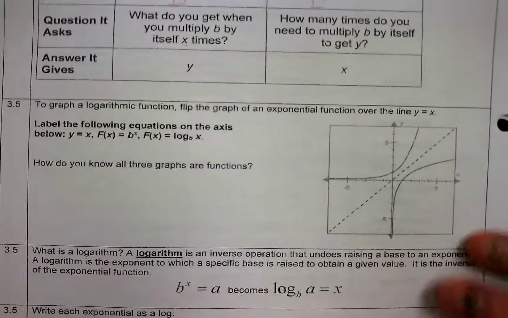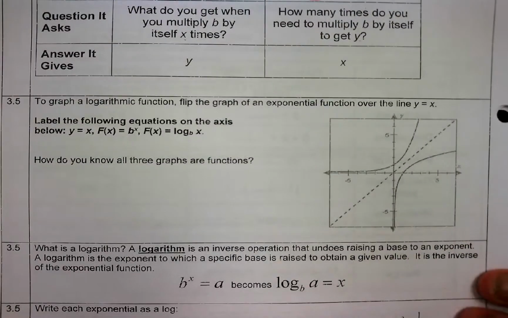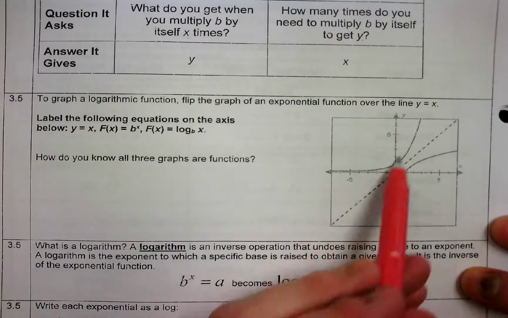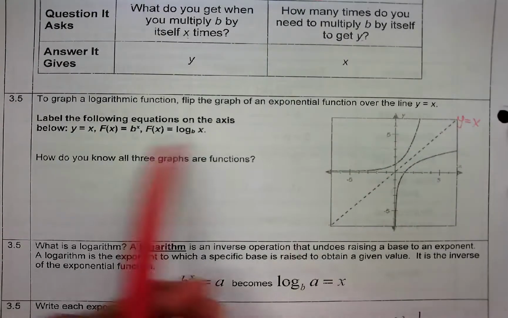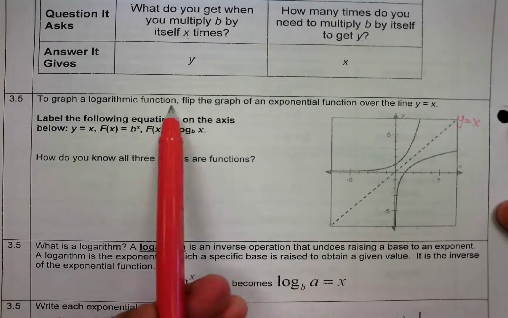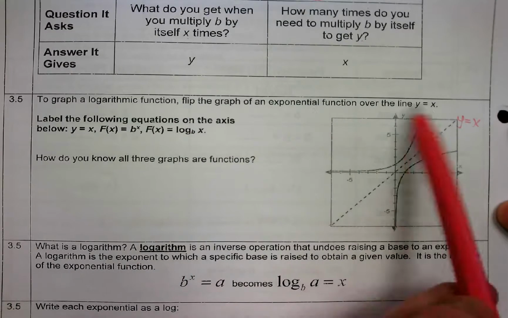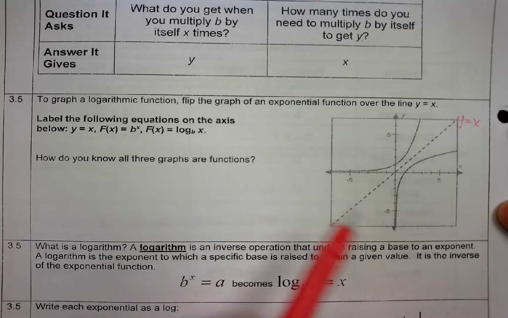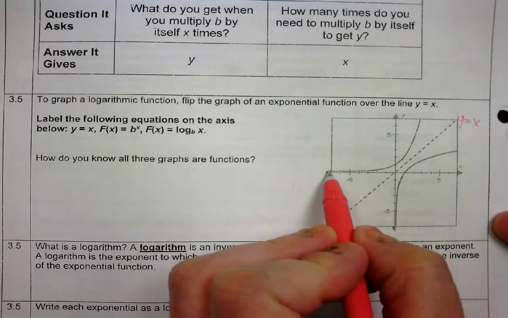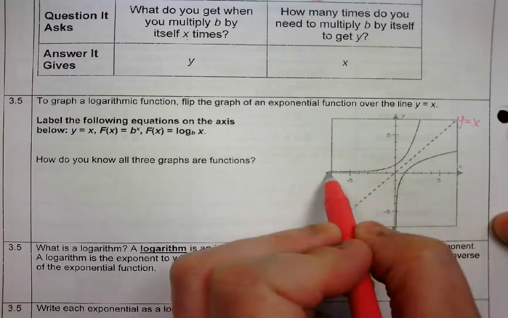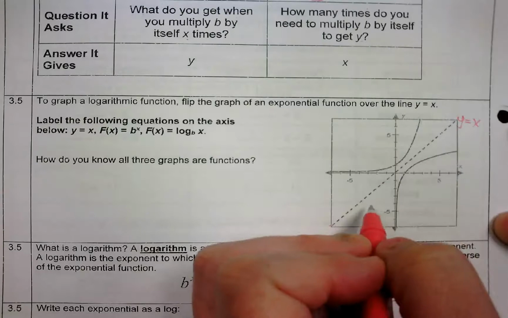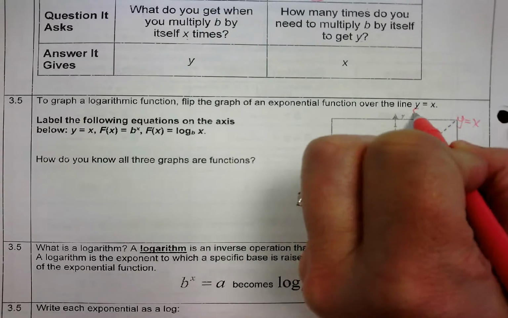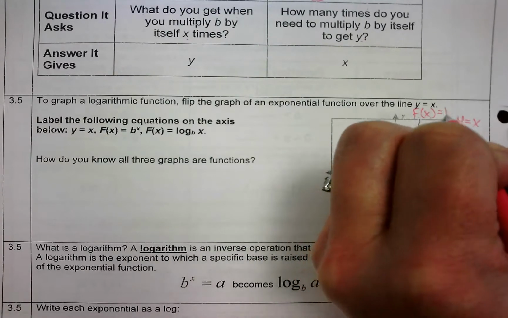So let's take a look at right here. It gives you the line y equals x. And it's telling us, to graph a logarithmic function, flip the graph of an exponential function over the line y equals x. Okay? So here is our exponential function, sorry, not logarithmic. It's exponential growth. So it is the function f of x equals b to the x power.